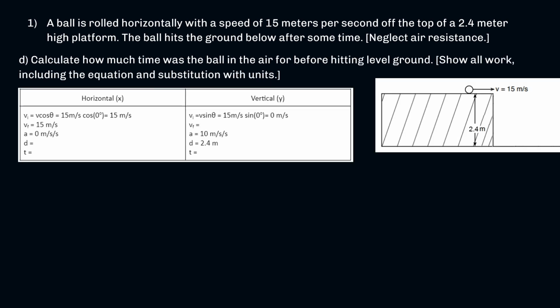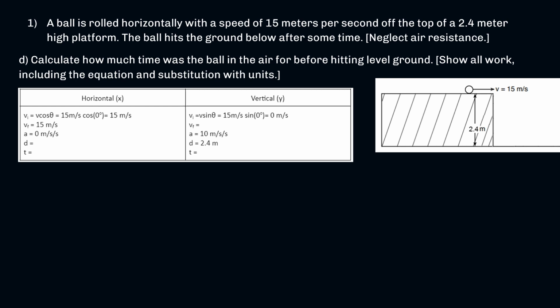Alright, so in part D, we're going to calculate how much time the ball was in the air before hitting level ground. And we're going to show our work, including the equation and substitution with units. Actually, just making our kinematics chart is going to allow us to get part of the points here, if we're able to pick the right equation, of course, because we already have our numbers written out here with the units next to them. So that, along with the equation, gives us 1 point here in this question if it was a part 2 on the Regents.